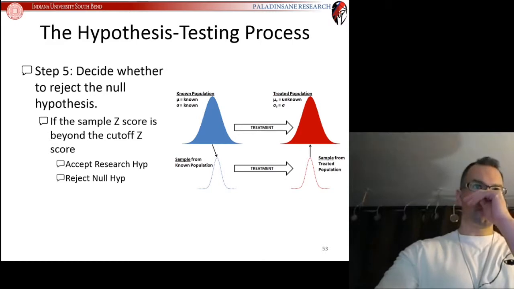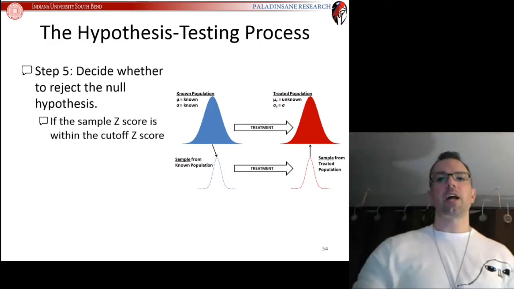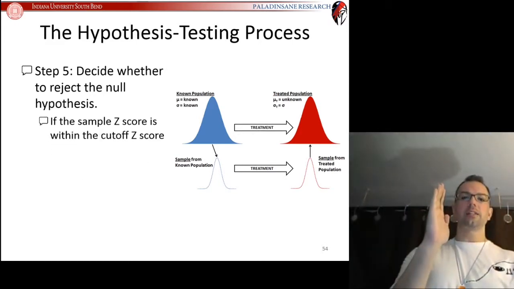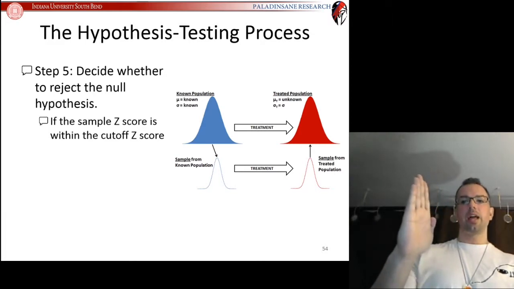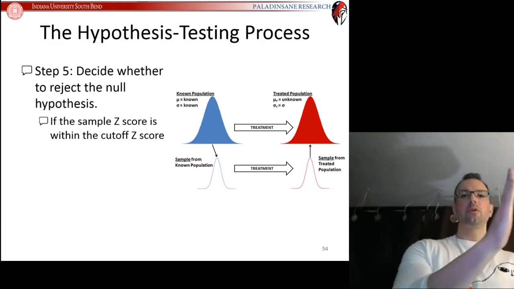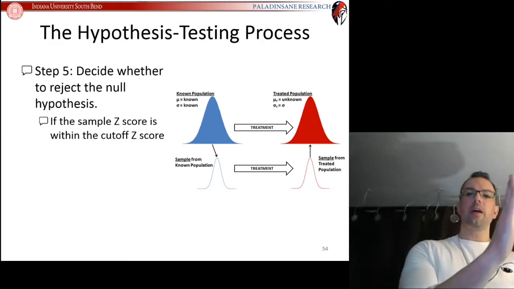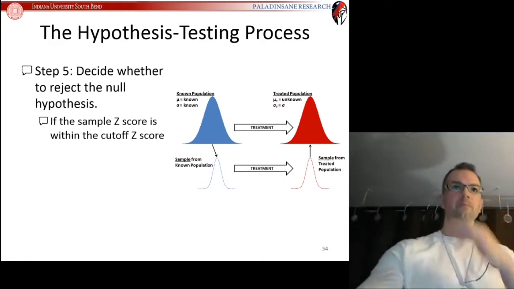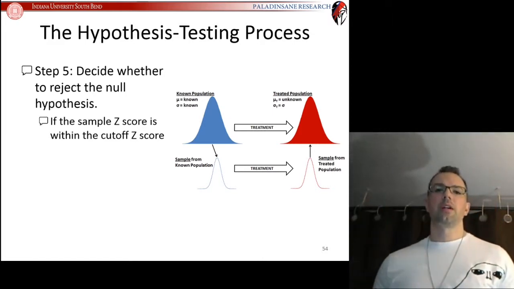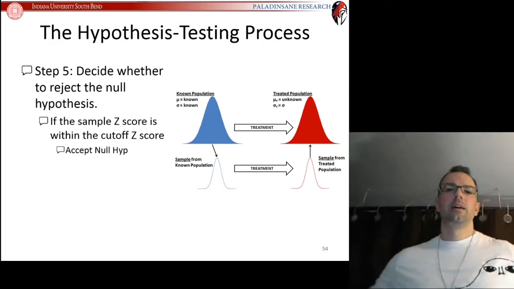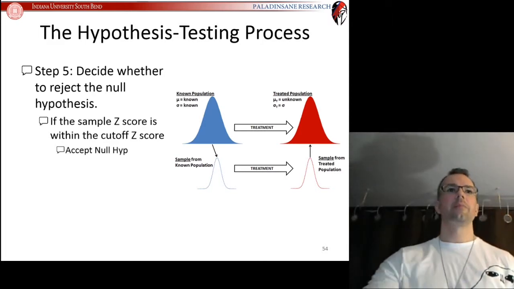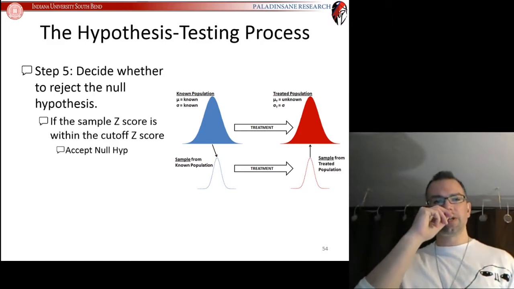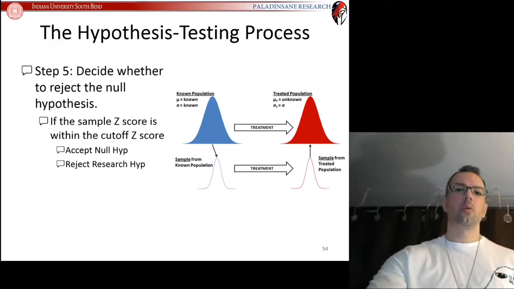If, on the other hand, the sample z-score is within the cutoff z-score, so this is your line in the sand, and you start at 0 and start moving towards it, and your sample z-score stops you right there before you cross over, then that means that we accept the null hypothesis. We accept the idea that our treatment does nothing, and we reject the research hypothesis.